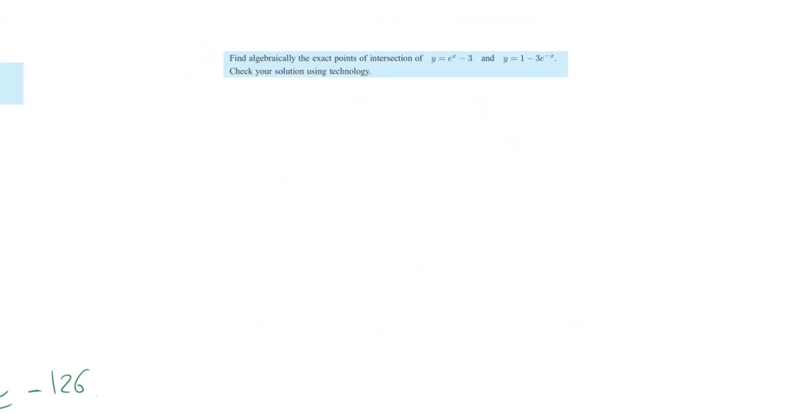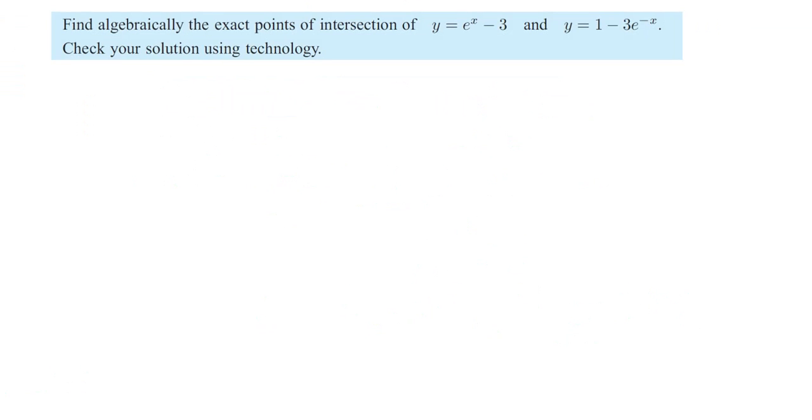Okay. Right, final question. Let's finish this with a really complicated question. So we're going to find algebraically the exact points of intersection of y equals e to the x minus 3 and y equals 1 minus 3e to the minus x. Okay, now I've got no idea what they look like. I mean, I could probably work it out, but I don't want to because I know what to do here. I know they're going to be intersecting when one is equal to the other. So let's write that out. e to the x minus 3 is equal to 1 minus 3e to the minus x.